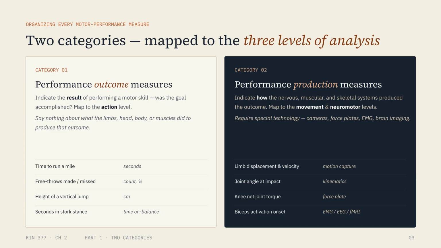The choice between them is a choice about what kind of question you're asking. If your PE student missed the basket, the outcome measure is the score. But if you want to know why she missed, you need production measures. Was her elbow too low? Was her wrist snap mistimed? Outcome answers what? Production answers why.